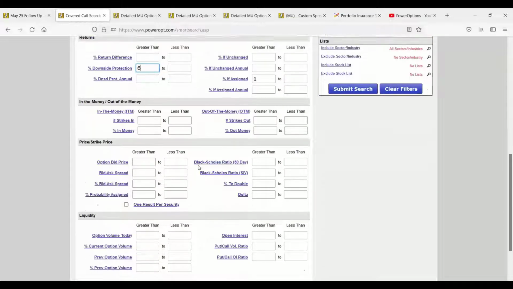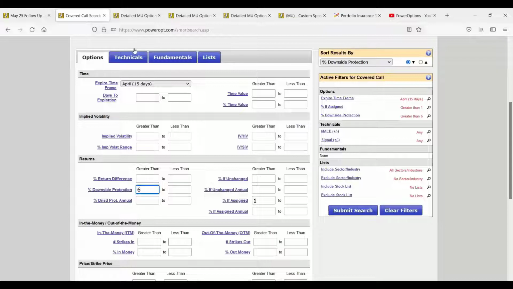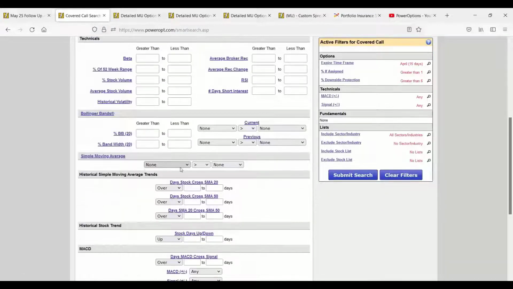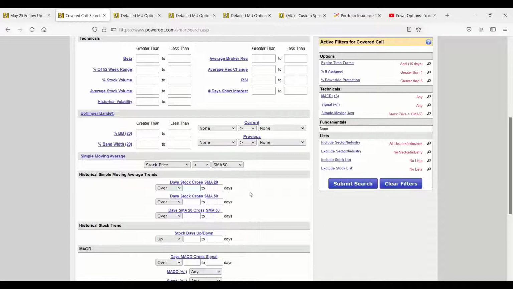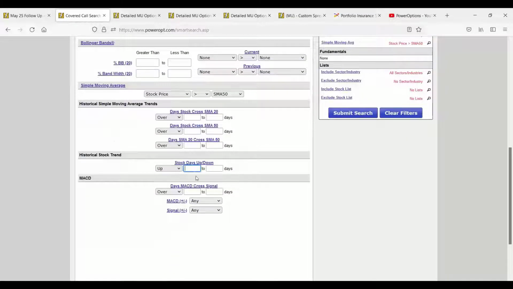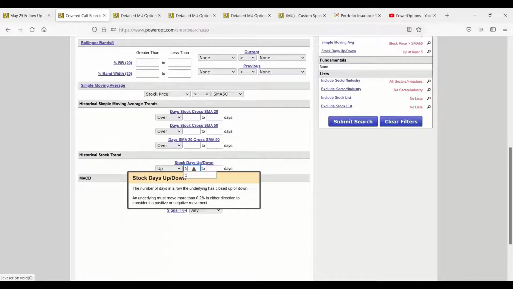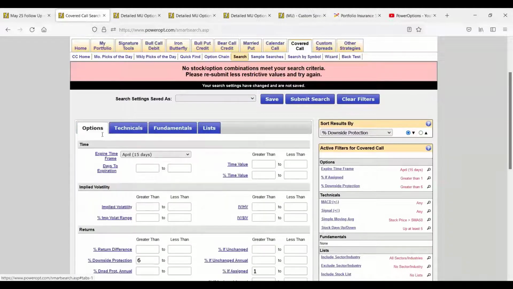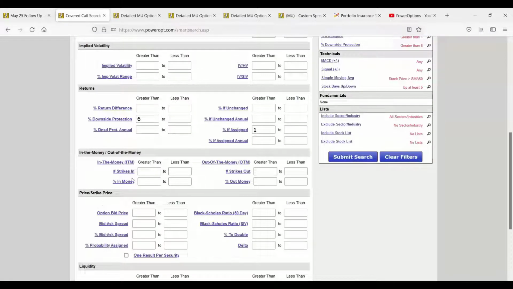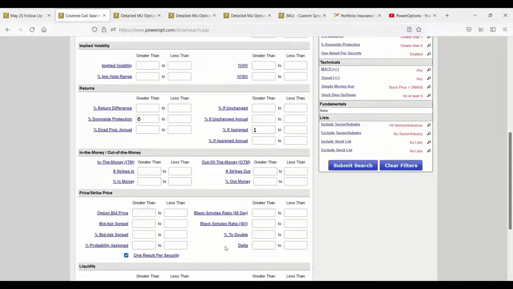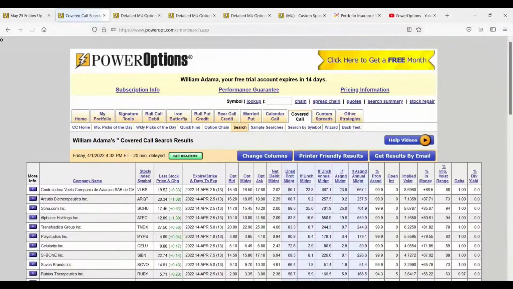And that's it. Now I'm going to go to the technicals. I am still going to look for stocks that are trading above their 50-day moving average, but I'm also only going to look for stocks that are up at least 5 days in a row. And I'm going to check one result per security because if there's 2 or 3 stocks, I don't want to see 3 or 4 different strikes for each one.